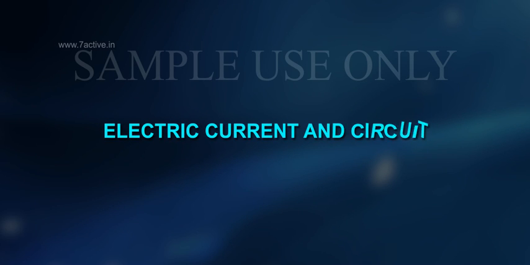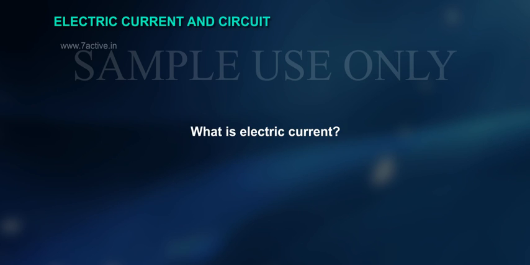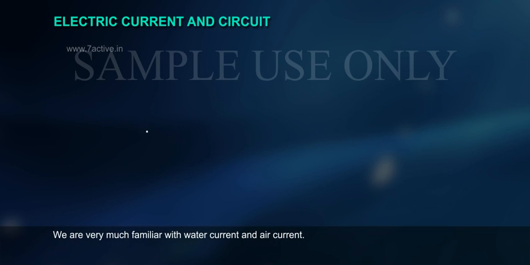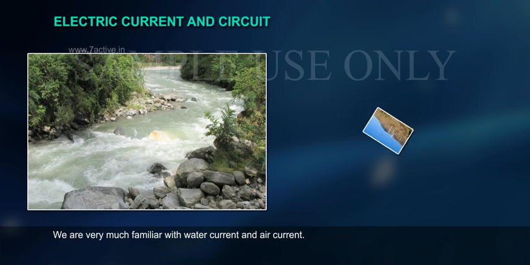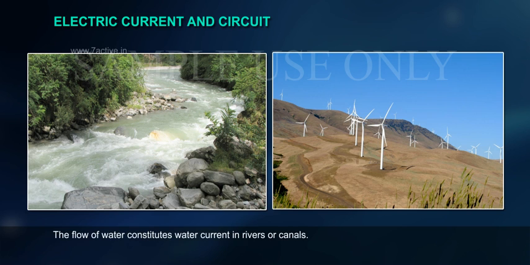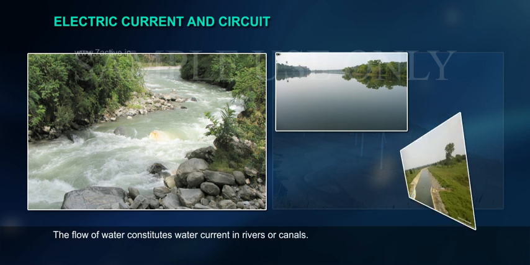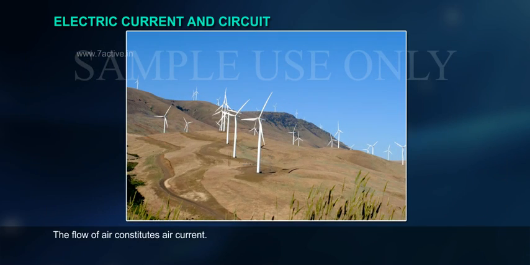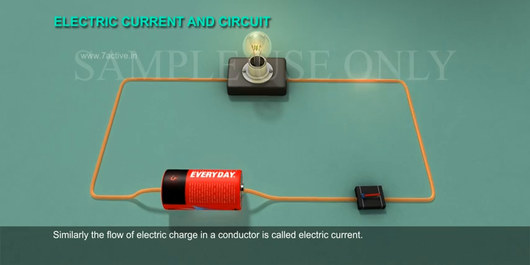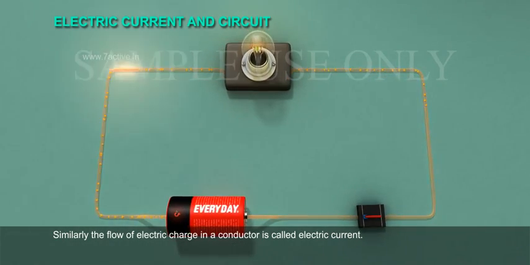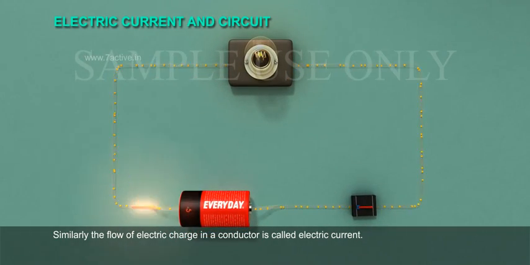Electric current and circuit. What is electric current? Let us know about that. We are very much familiar with water current and air current. The flow of water constitutes water current in rivers or canals. The flow of air constitutes air current. Similarly, the flow of electric charge in a conductor is called electric current.